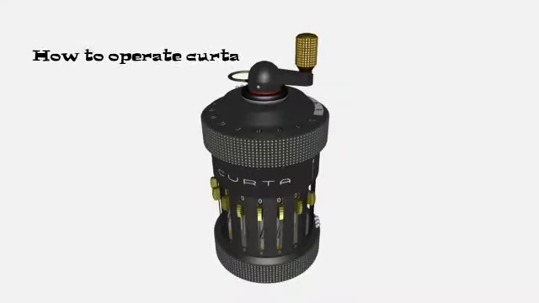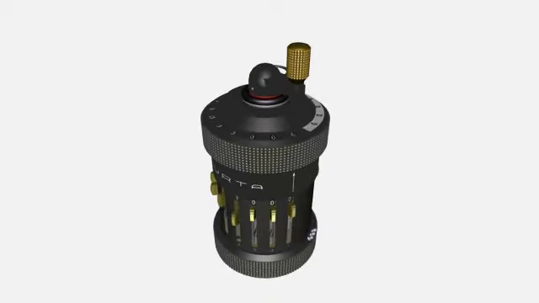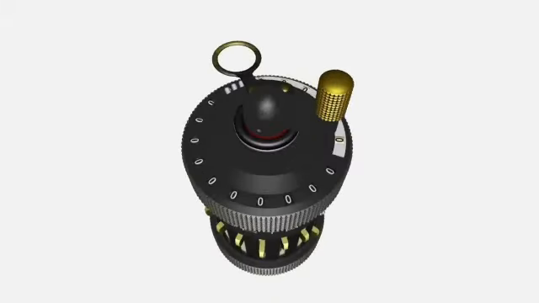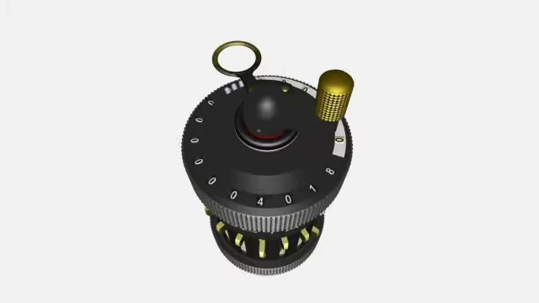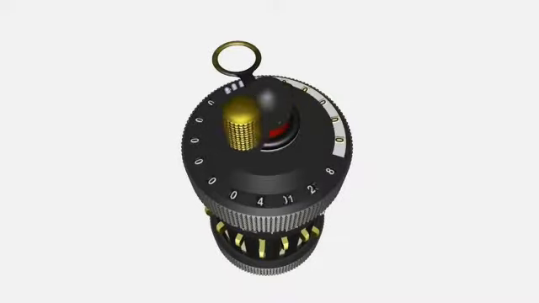To add a number to the result counter, the crank must be pushed in position and the digit setting knobs moved to their appropriate position. The crank is then turned clockwise one full rotation. To perform a subtraction, the crank must be in the pulled out position and turned clockwise one full rotation.